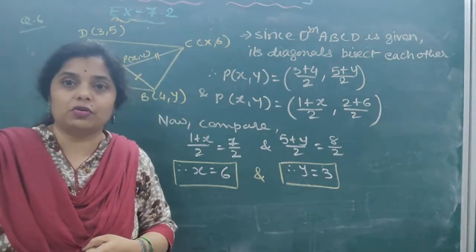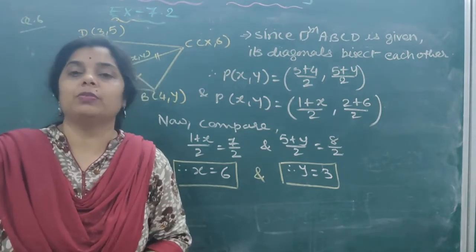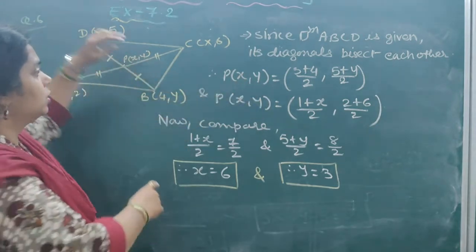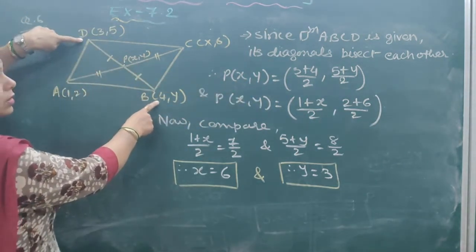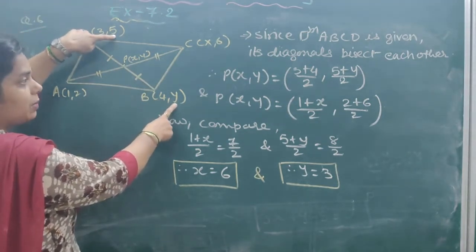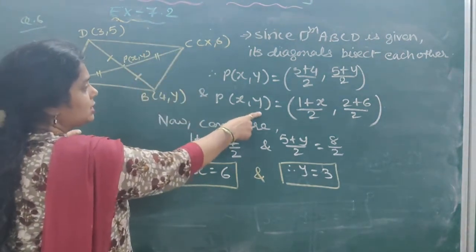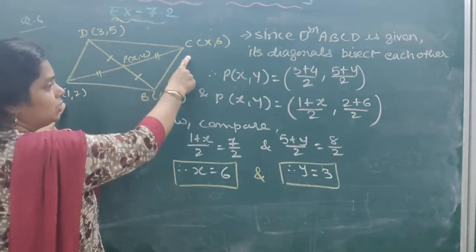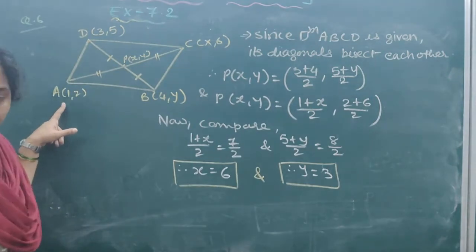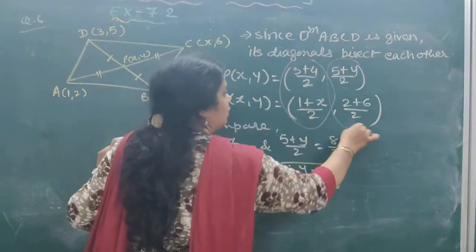Now we use the section formula for the midpoint. As I told you, it is (x1 + x2)/2, (y1 + y2)/2. So here P(x, y) for diagonal BD is ((3 + 4)/2, (5 + y)/2). And for diagonal AC, as P is also the midpoint of AC, it is ((x + 1)/2, (2 + 6)/2). Now compare these two, both the x coordinates and both the y coordinates.